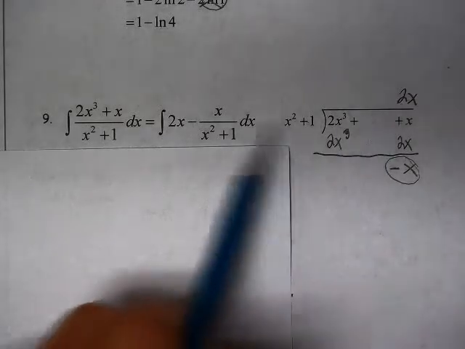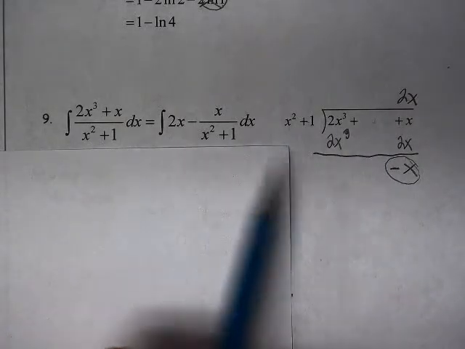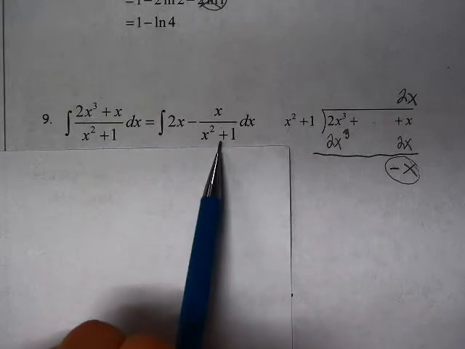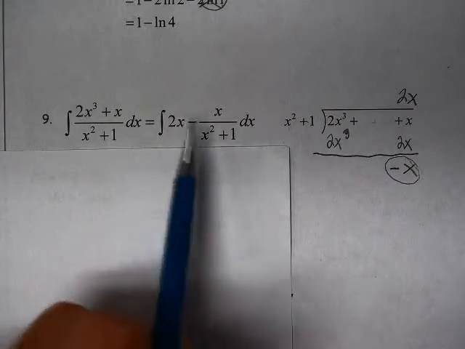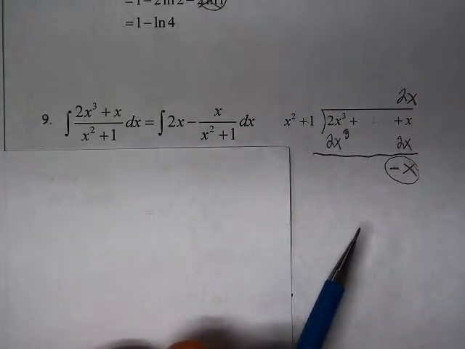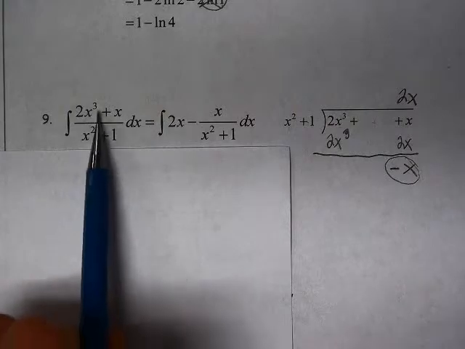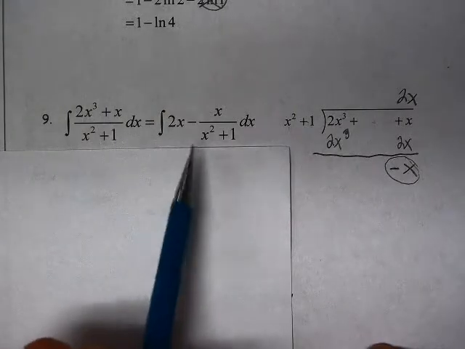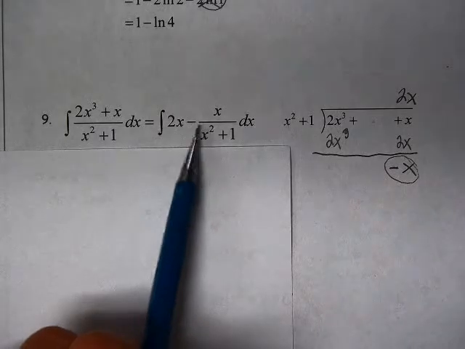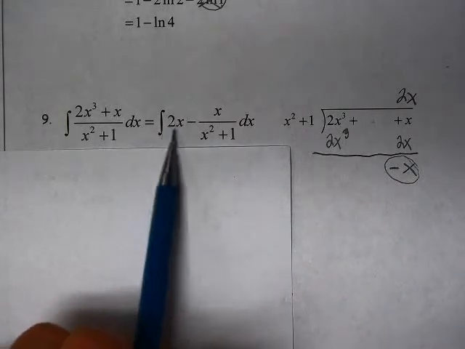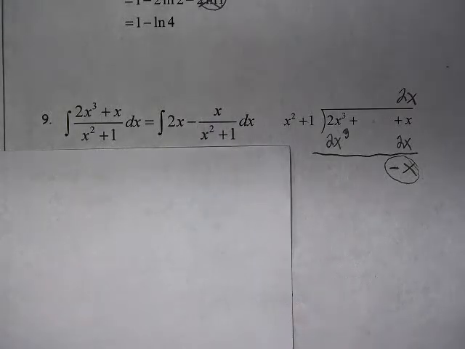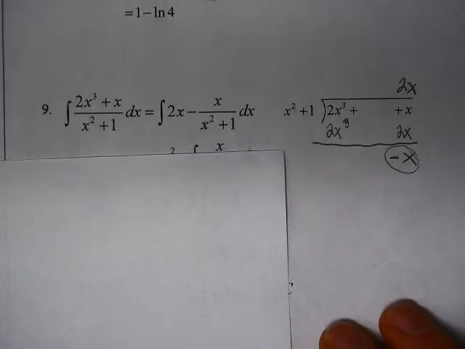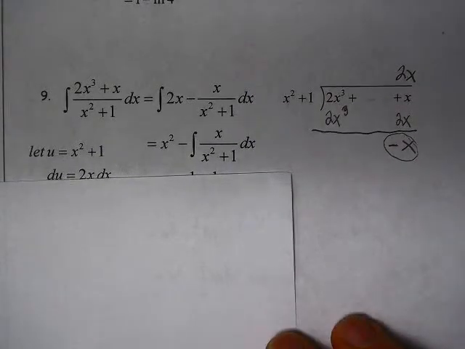So I have 2x and then minus x over x squared plus 1. I could have also written this as plus a negative x over x squared plus 1. That would have been just as good. All right, so again, we've taken this rational expression with a power higher in the numerator, and we've divided it so that we get a simple antiderivative part here, and then a u substitution problem that eventually is going to give us a du over u kind of result here.